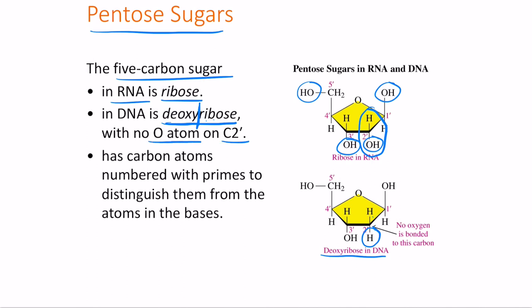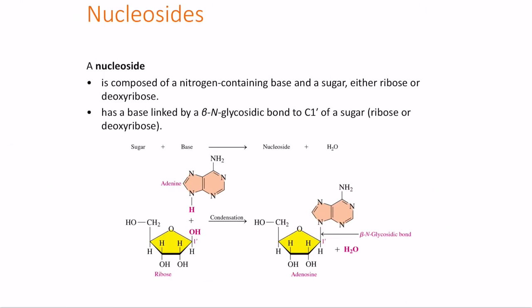The 5-carbon sugar also has carbon atoms that are numbered with primes to distinguish them from the atoms in the bases. Remember that the atoms are different and the carbons are different. So the carbons are named separately. We always use prime numbering, we just put 1', 2' for the carbons to differentiate them from the other atoms.